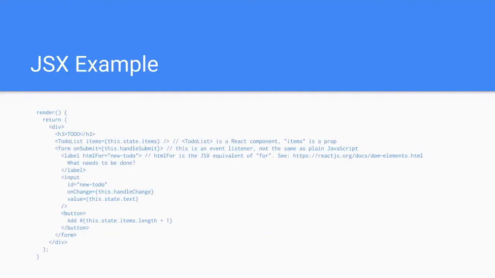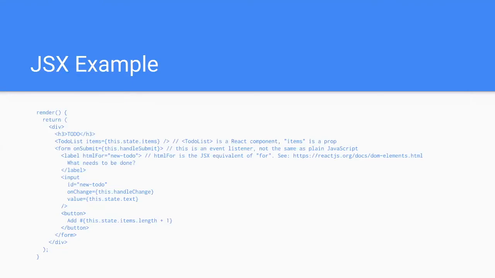So here's a full JSX example. This would be a component for our to-do app. I've got a heading. This might be a little bit small to see, sorry. This to-do list up here would be a separate React component that we've imported. I've got a form and an onSubmit property. We'll talk about those a little bit later as well.